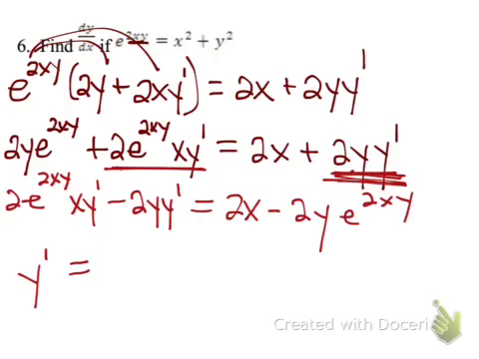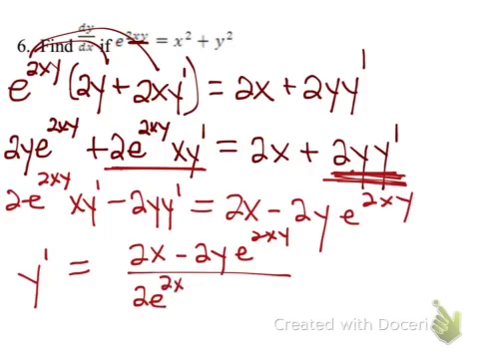So what will y prime equal? Let's see. I'm going to skip showing factoring it out. So you would have the right side divided by what? 2e to the 2xy x minus 2y. All I did was factor out the y prime and divide by what was left. Okay? All right, now we have an equation of tangent line.